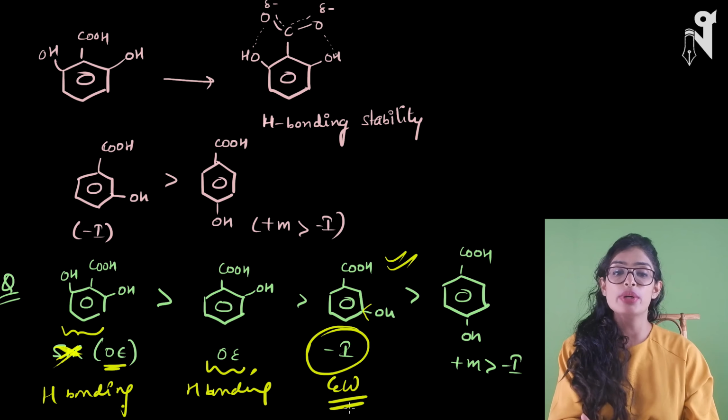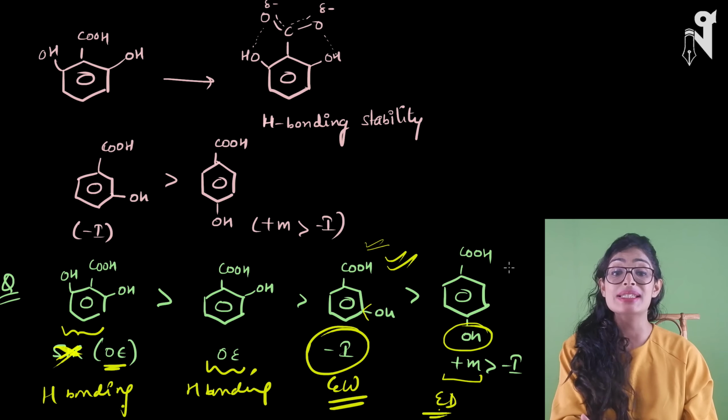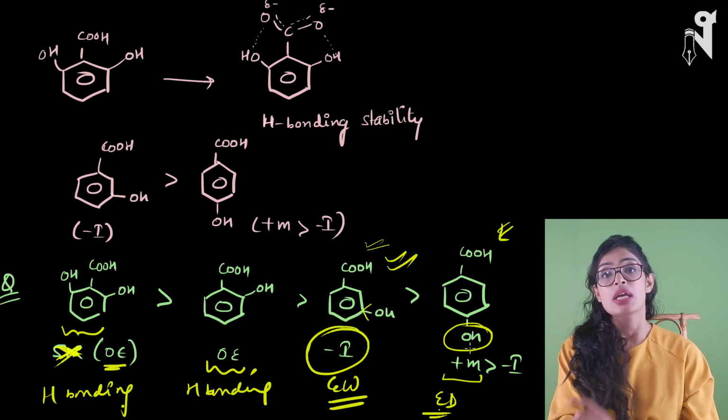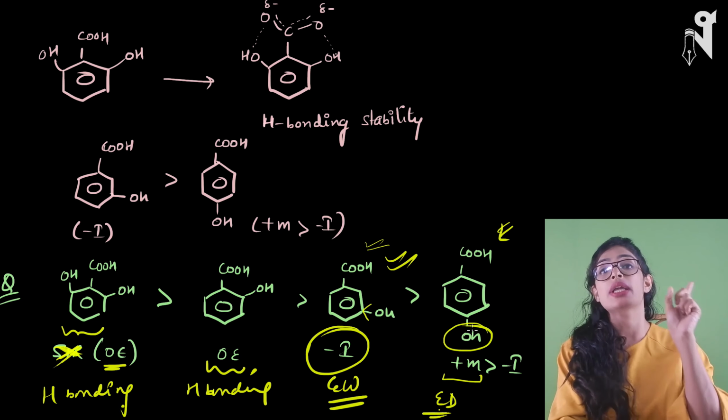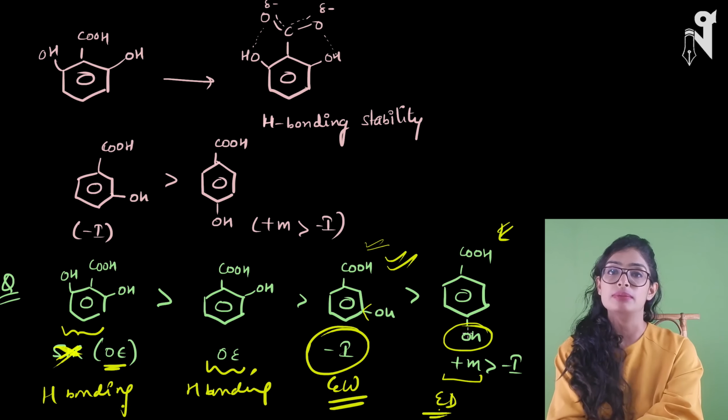So it is an electron withdrawing group, hence it will increase the acidic strength. And if OH is on para, it shows its effect as electron donating. So it will decrease the acidic strength, and hence it is the least acidic over here. Most acidic is the di-substituted, then the mono-substituted at ortho position, then your meta, and then your para.